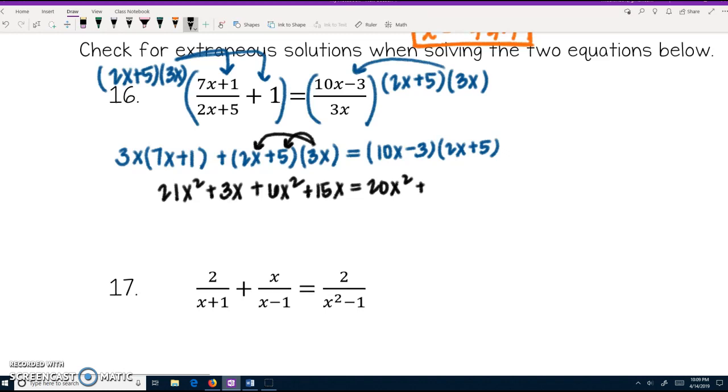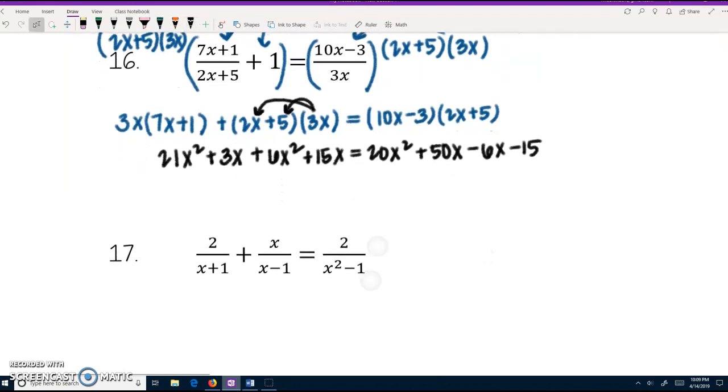My outer term will be 50x. My inner term is 6x, and then my last term is 15. So now I need to combine some like terms. Over here on the left, I will have 27x squared plus 18x. And then this is going to be equal to 20x squared. This will be plus 44x minus 15.